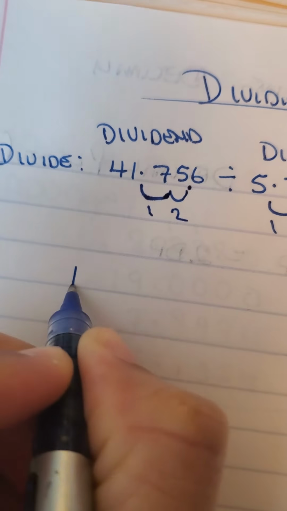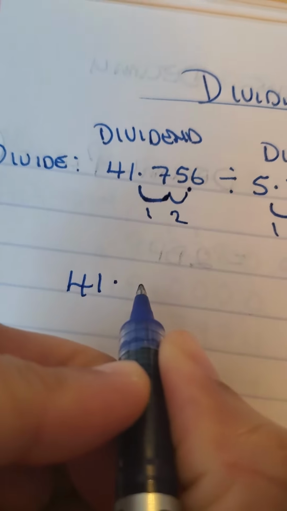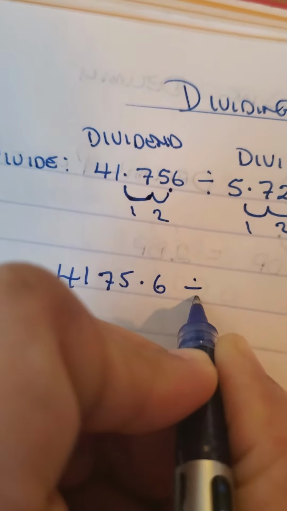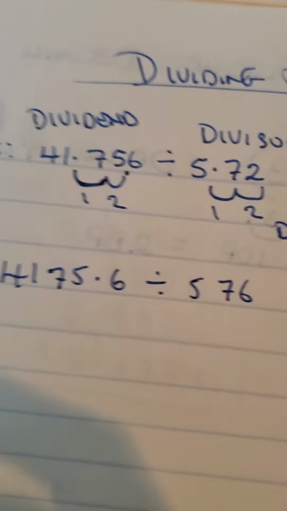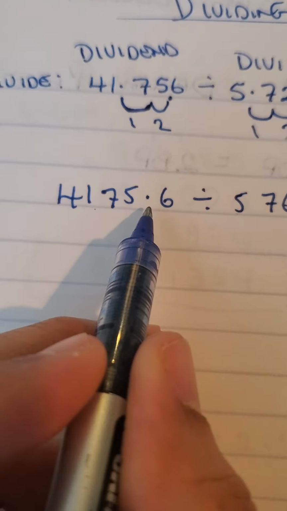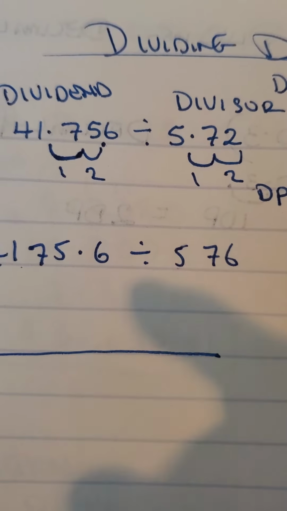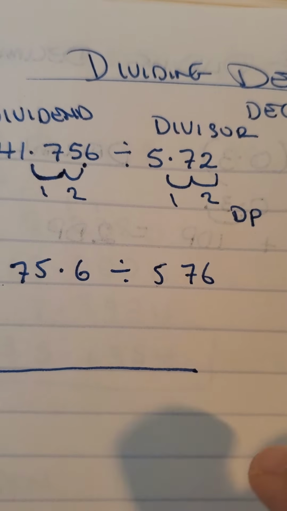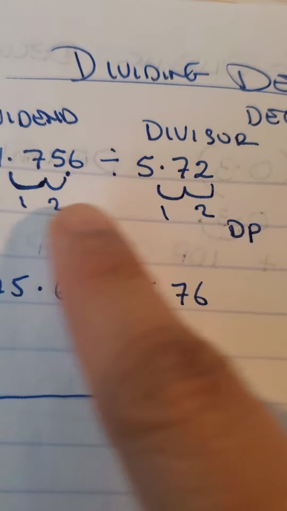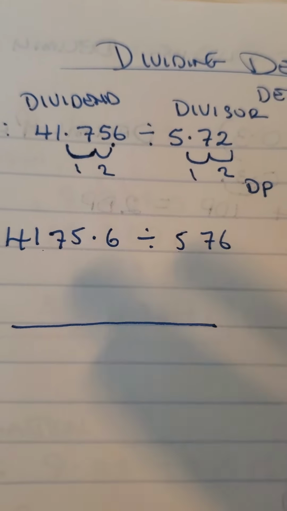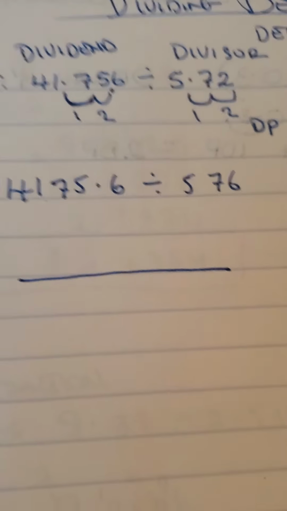So the moral of the story here is that your dividend can still be a decimal number, but your divisor cannot. Okay, so your new expression should look like this: 4,175.6 divided by 576. Another caveat too is that, remember when we were doing multiplication, we would move the decimal point of our product back according to the total times we moved the decimal places for each factor. Not in this case. We can leave it as is and it will be the correct answer.